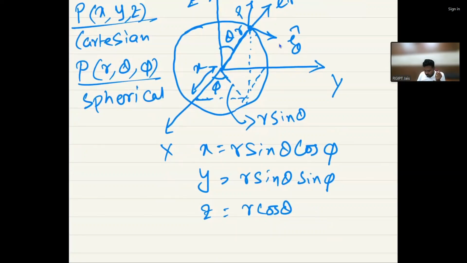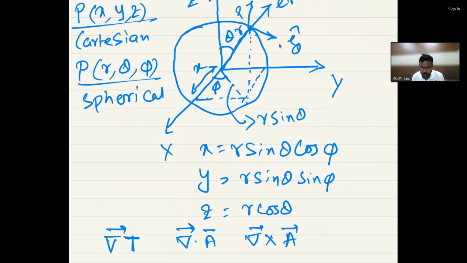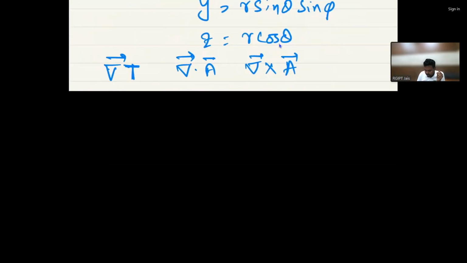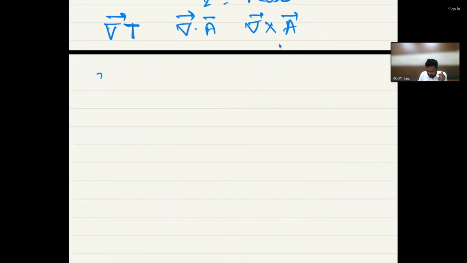And I also told you to work out the expression for gradient of T, how it looks in spherical polar coordinates, and also the expressions for divergence of A and curl of A, to work out from the partial derivatives, if possible. Okay, so this is one example, and the second example that we gave was cylindrical coordinates.